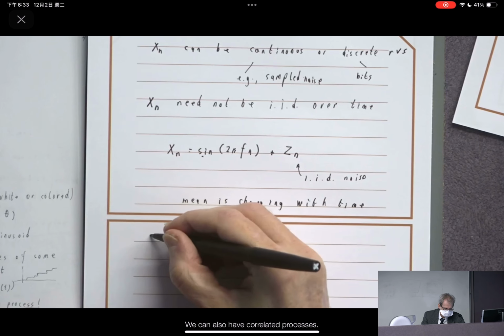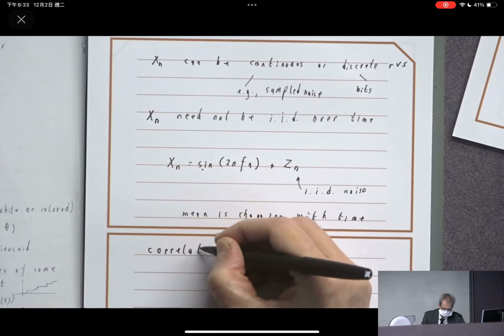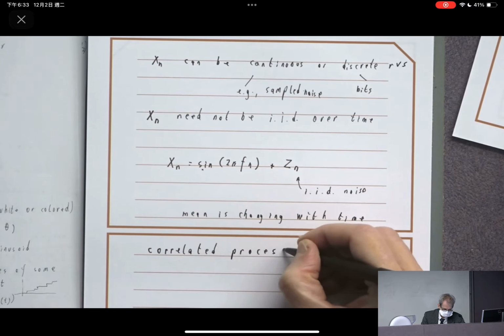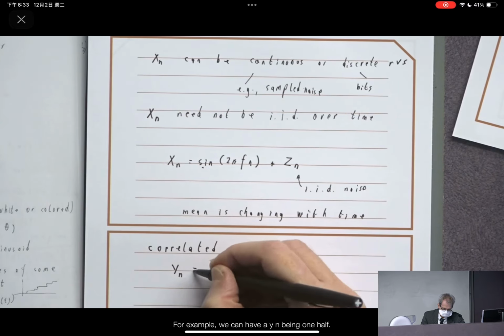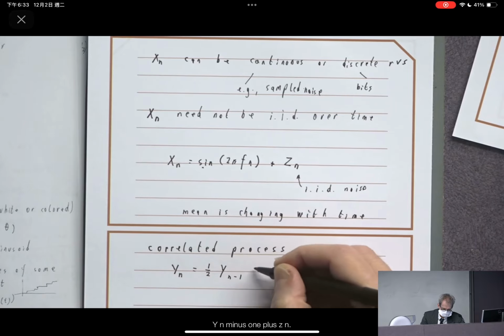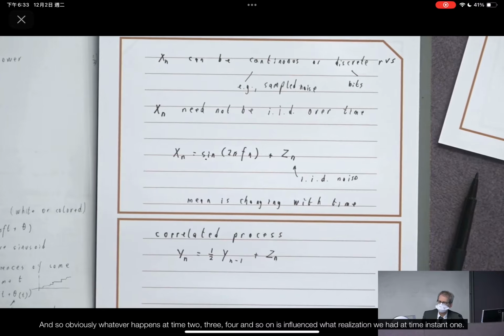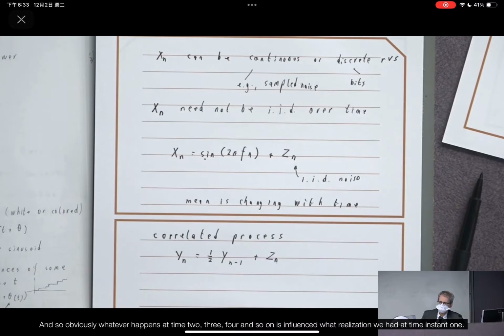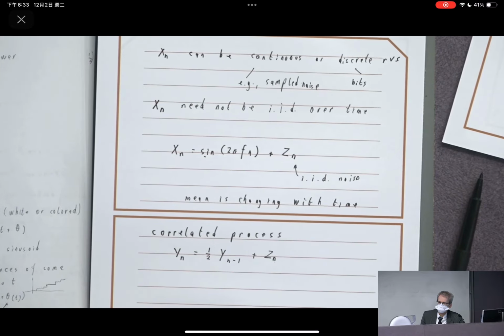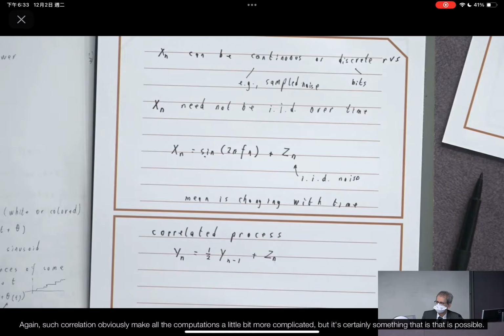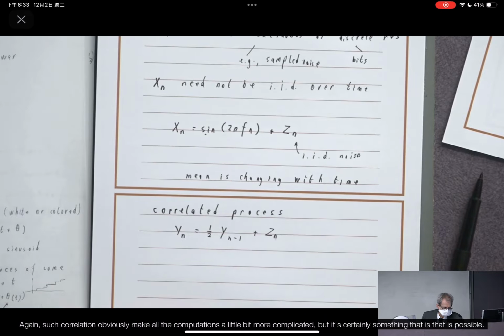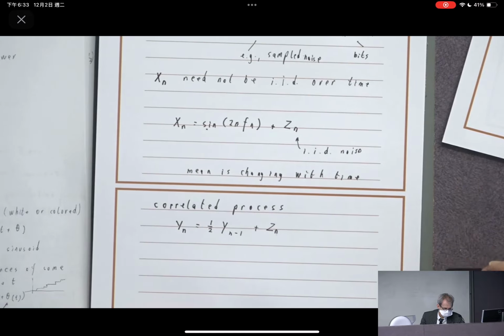We can also have correlated processes. For example, we can have y_n being 1/2 y_(n-1) plus z_n. So obviously whatever happens at time 2, 3, 4, and so on is still influenced by what realization we had at time instant 1. And again, such correlation obviously makes all the computations a little bit more complicated, but it's certainly something that is possible.